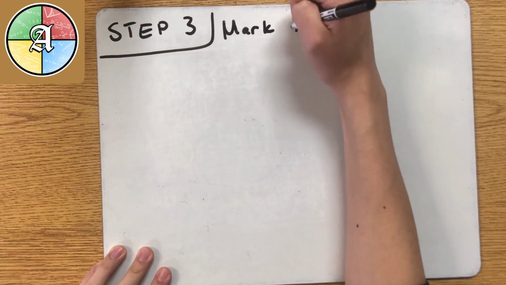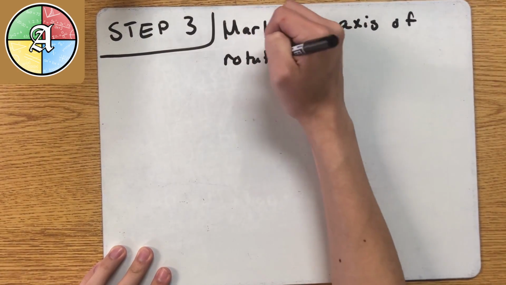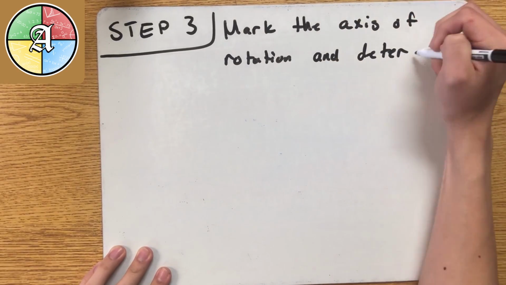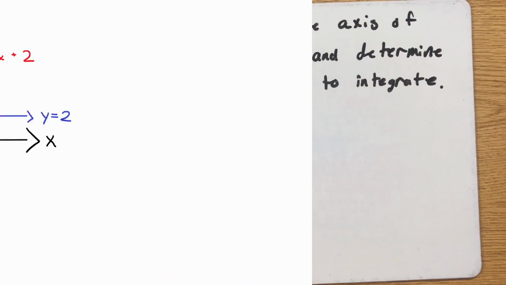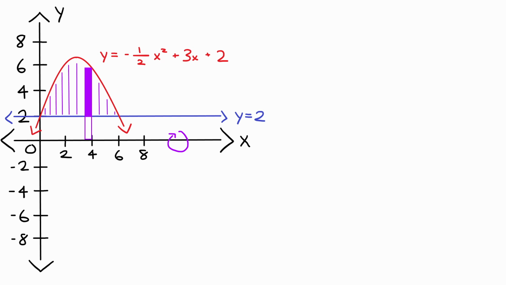For our next step, we're going to mark the axis of rotation and determine which way to integrate. As stated in the problem, we will be revolving around the x-axis. To help remember this, draw an arrow around the x-axis as shown by the purple arrow in the picture.